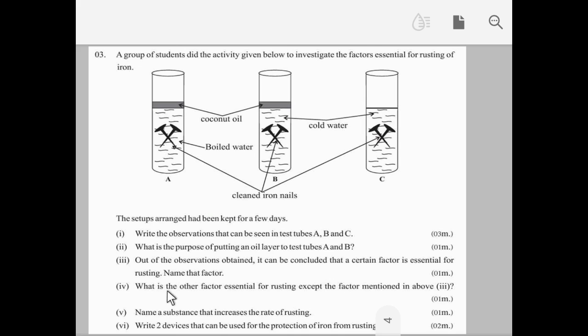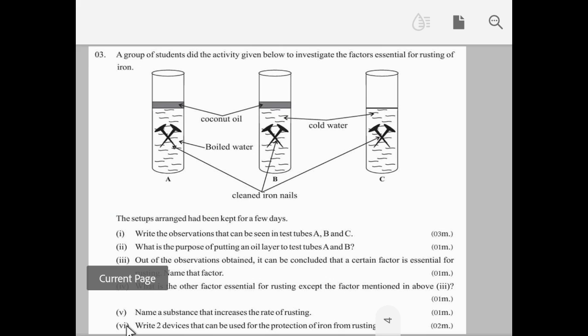What is the other factor essential for rusting except the factor mentioned above? There are two main factors affecting rusting of iron. First one air, second one is water. Air and water are the factors of rusting of iron.